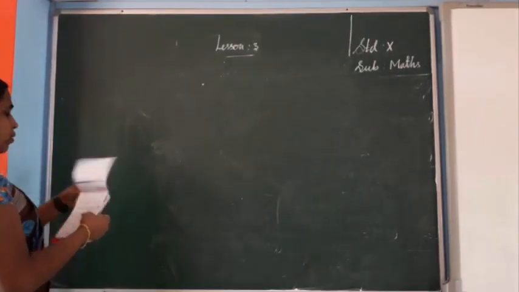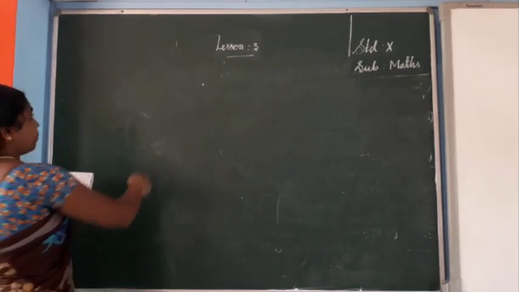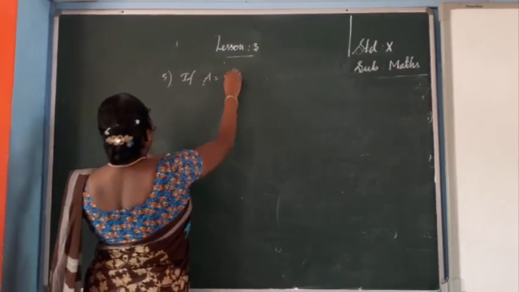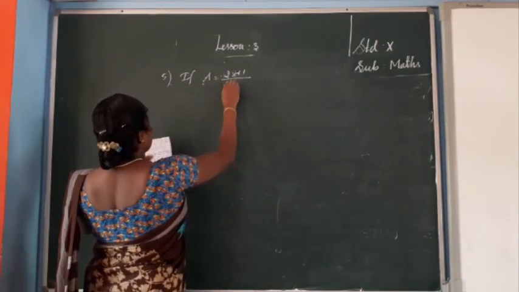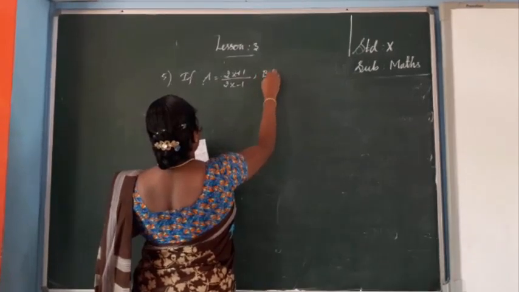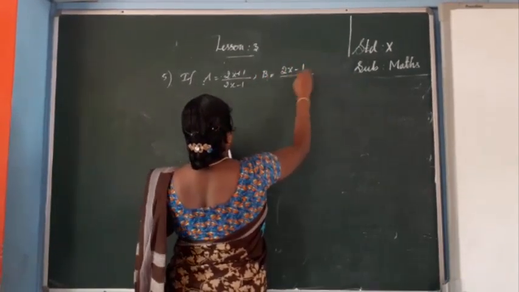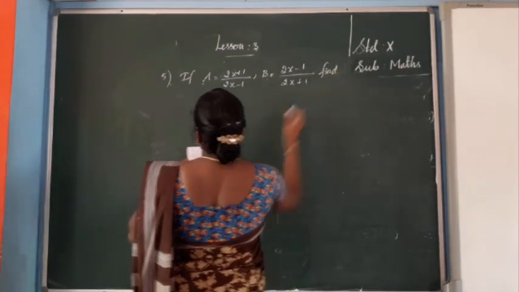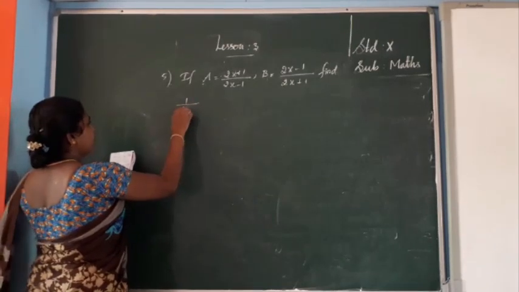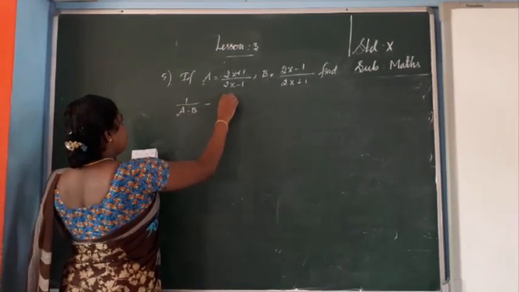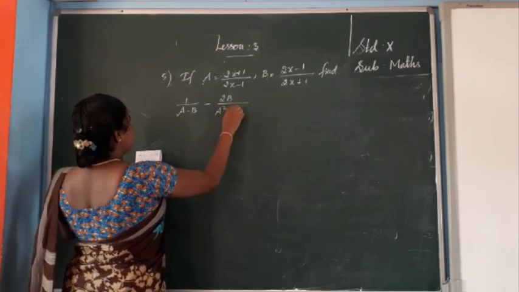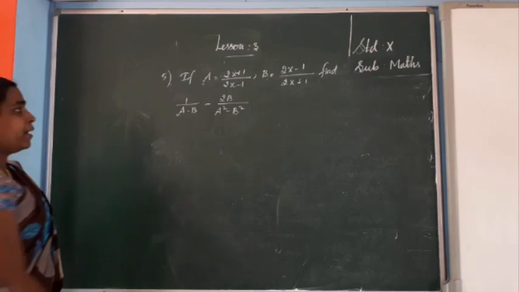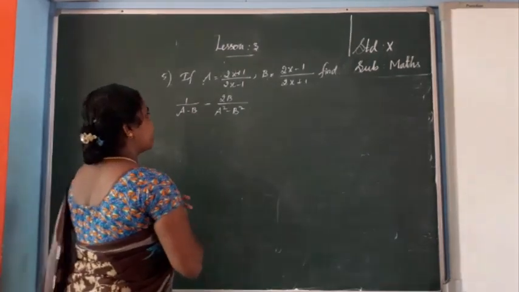Okay, next problem. Question number 5. If a equal to 2x plus 1 by 2x minus 1, comma, b equal to 2x minus 1 by 2x plus 1. Okay, find 1 by a minus b minus 2b by a square minus b square. Okay, that's all. Find 1 by a minus b minus 2b by a square minus b square.